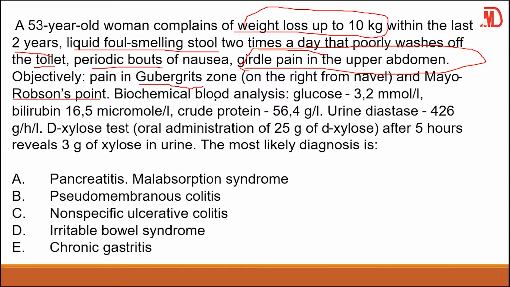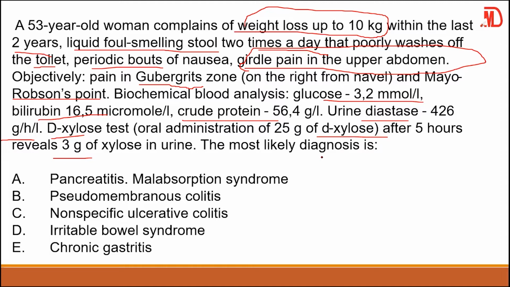Now, they say biochemical analysis reveals glucose to be 3.2, bilirubin level to be 16.5, crude protein to be 56, urine diastase to be 420. Ziglos test, that is administration of Ziglos, after 5 hours reveals 3 grams of Ziglos in urine. The most likely diagnosis is what?